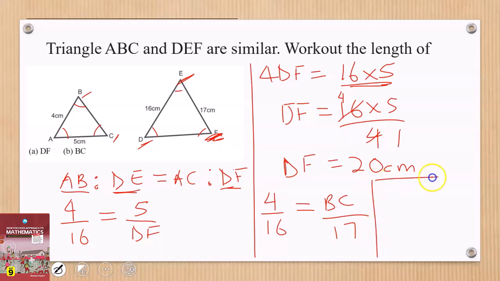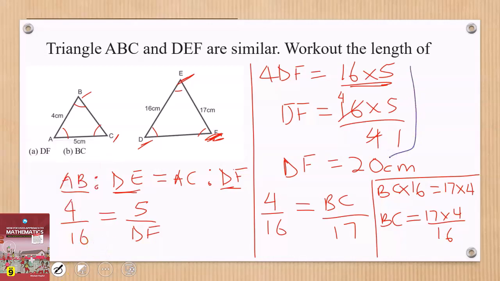Then we can still do our cross multiplication, so then BC times 16 should be equal to 17 times 4. When we divide both sides by 16, then BC will be equal to 17 times 4 over 16. Now when you take your time and do these simple calculations very well, you can see our BC being equal to 4.25 centimeters, and that answers the question. Let's take another example.